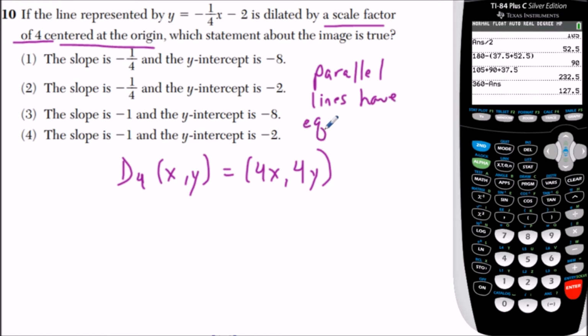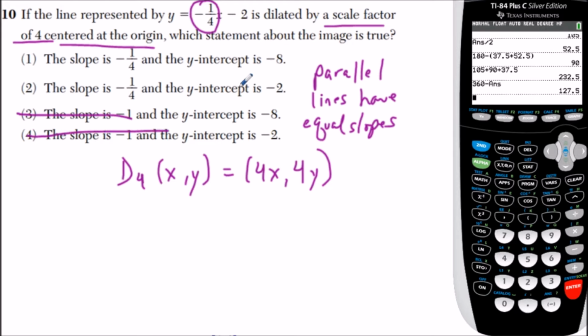So parallel lines have equal slopes. So what that tells us is that whatever our answer is, the slope of our line in our answer has to have a slope of -1/4, which means these two answer choices are out. So what we need to be able to do is identify the y-intercept.